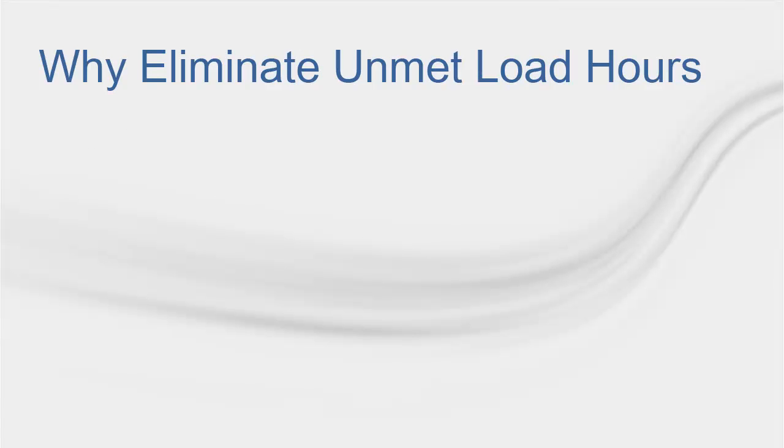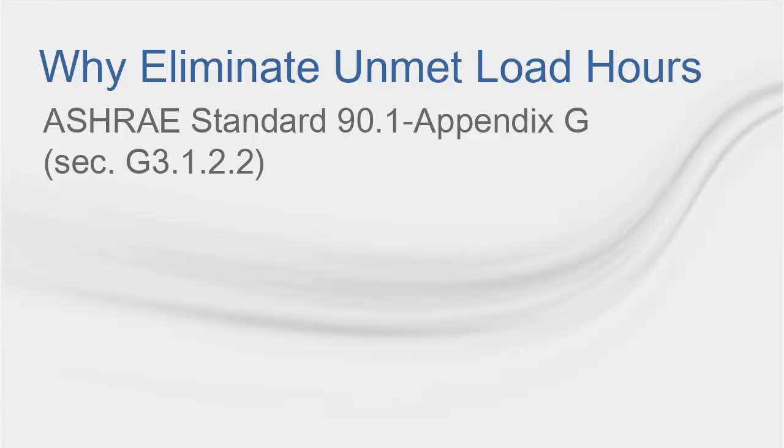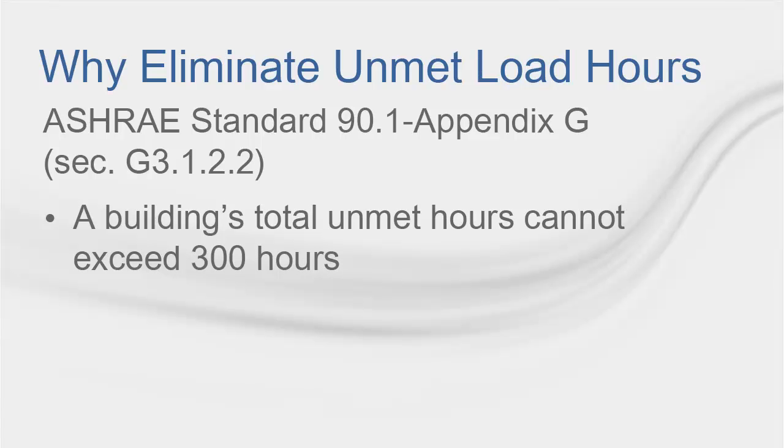Now, why is it important to eliminate unmet load hours from the building model? Well, to comply with ASHRAE Standard 90.1 Appendix G Performance Rating Method, the total unmet load hours for both the proposed and baseline models cannot exceed 300, meaning that the combined total of unmet cooling and heating hours must be below 300. In the 2007 standard, the unmet load hours in the proposed model cannot exceed the baseline building by more than 50 hours. This is important specifically when modeling for LEED because this requirement must be met.